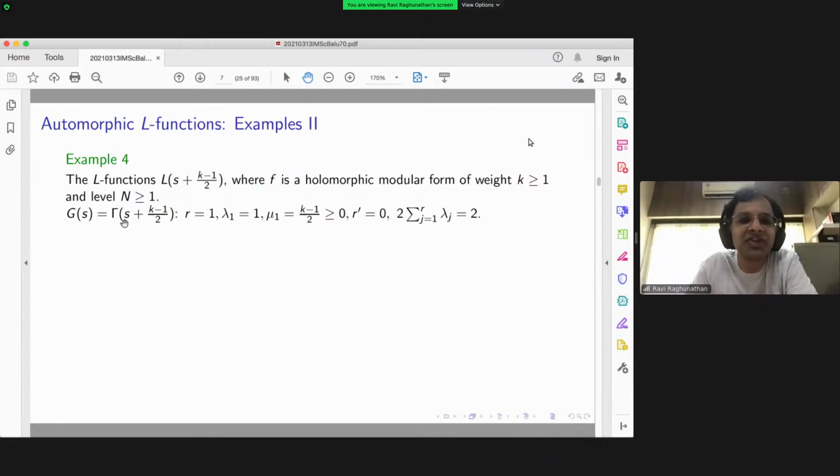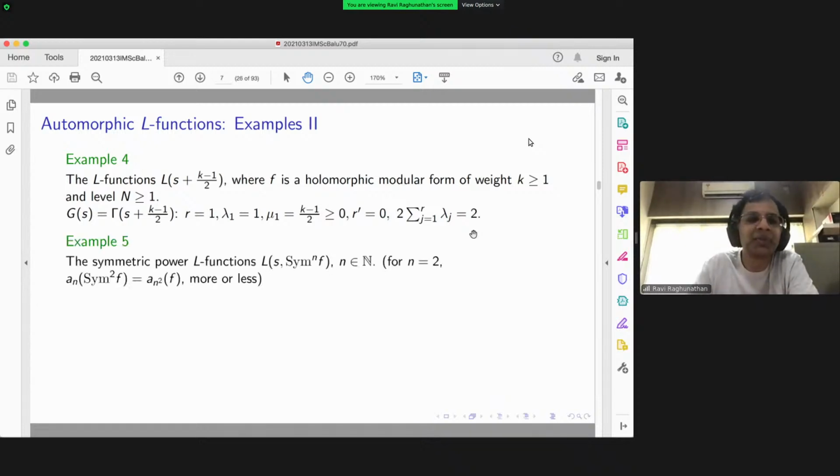In this case, the coefficient of S, mu1, is obviously (k minus 1)/2, which is greater than or equal to 0 because the weight k is bigger than or equal to 1. R prime, the number of factors occurring in the denominator of the functional equation, is 0. And twice the sum of the lambda j's is 2. Okay? So in the previous examples, twice the sum of the lambda j's was 1, now it's 2.